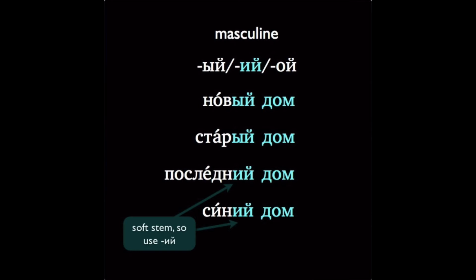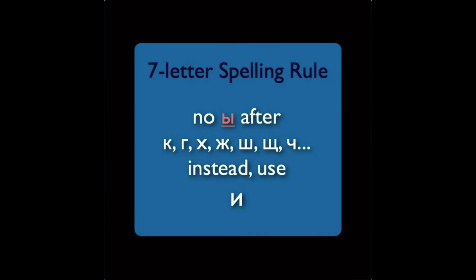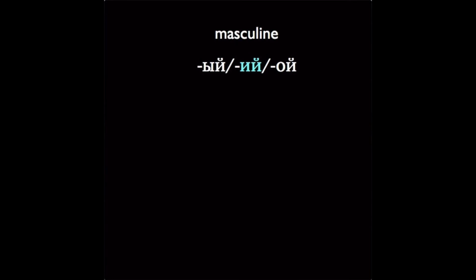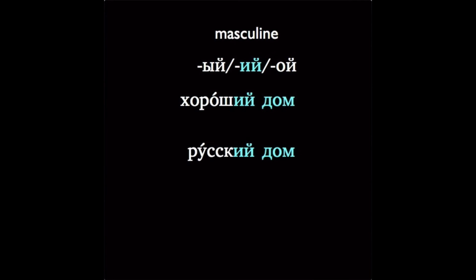This is also a good time to think back to the spelling rules that you've been asked to learn. The 7-letter spelling rule tells us that you can't spell ы after these 7 letters. So if a stem ends in one of these letters, then we will also use the и ending. Хороший дом, русский дом.